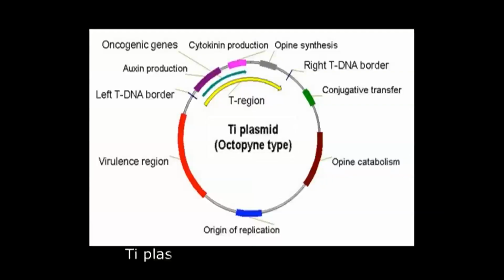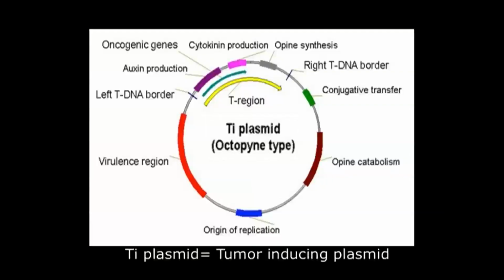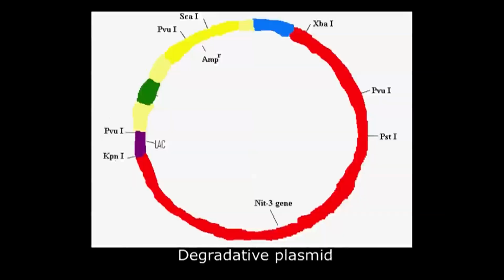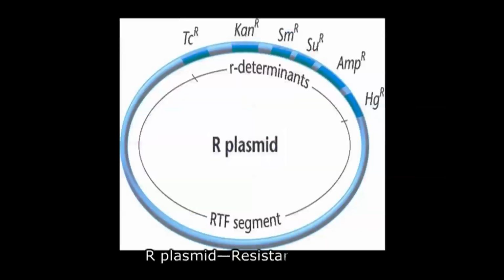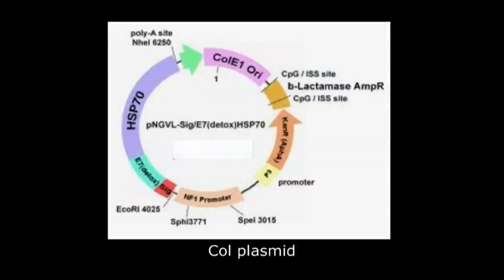In the Ti plasmid, we can expect the presence of some virulence factors. Degradative plasmids contain enzymes which degrade toluene, salicylic acid, etc. The R plasmid contains antibiotic resistance genes. In the case of the col plasmid of E. coli, it contains the colicin-making gene which kills other neighboring bacteria.